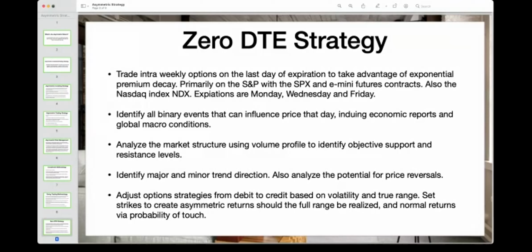If we can get something moving on that day, or not moving that day, then there's a good opportunity to put on an asymmetric trade. In the big picture, you want to identify major trends and direction, and basically go with the trend. Analyze potential price reversals, looking at the market profile or the volume profile, and how that might identify objective support and resistance levels, etc.